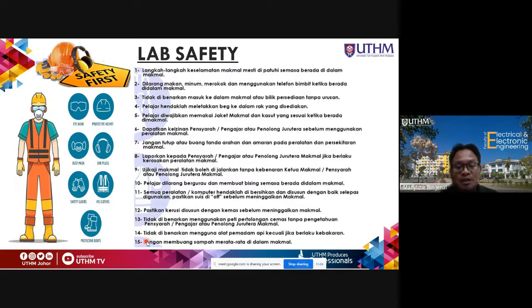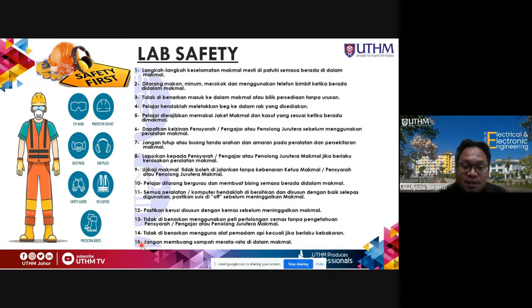Then number 14, you are disallowed to use the fire extinguisher unless there is a fire, okay? Unless there is a flame or there's a fire, then only you can use the fire extinguisher. Of course, the lecturer or a well-trained person who knows how to handle or operate the fire extinguisher, not every one of us.